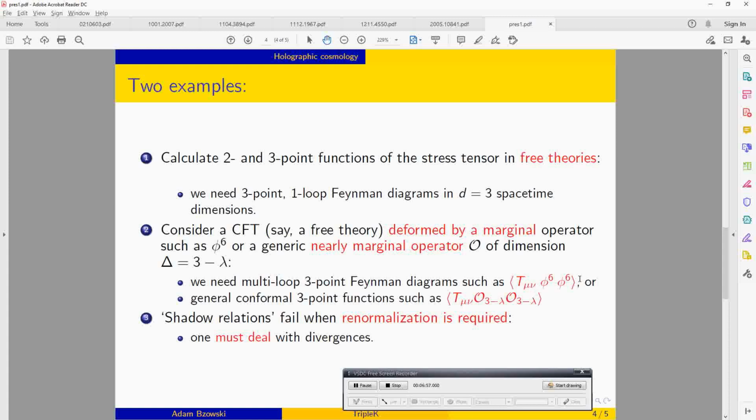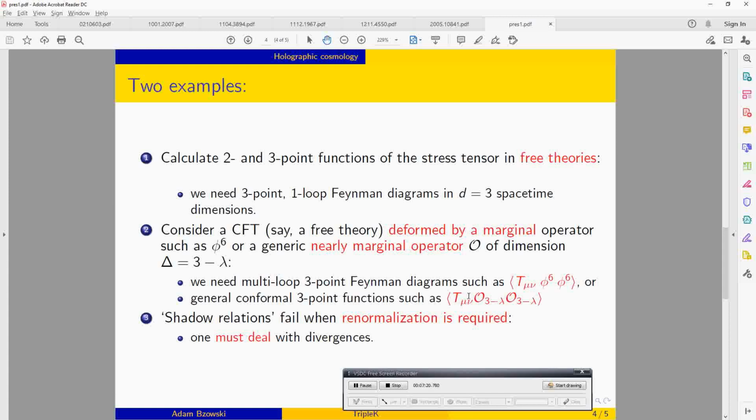So now we can see that, okay, if T mu nu is the stress tensor of a free theory, this will be some horrible multi-loop Feynman integral. And if we just, instead of phi to the 6, put some generic operator, then we have to know what is the most general conformal structure of this correlation function.